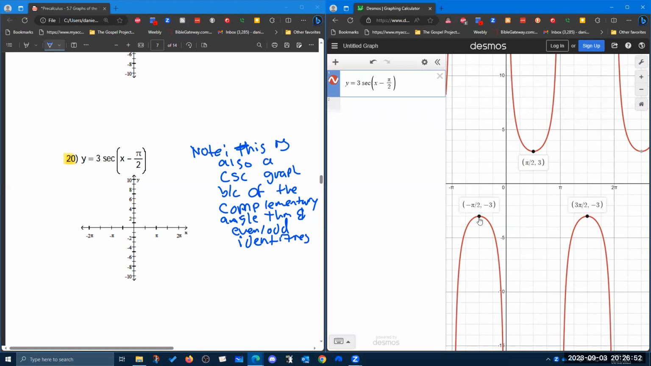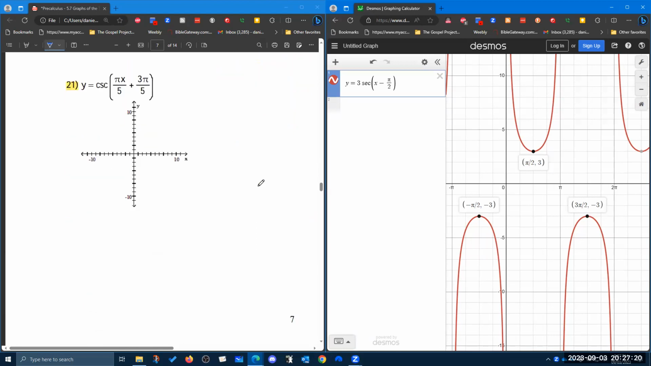And it's got these high and low points every pi unit, starting at negative pi over 2, pi over 2, 3 pi over 2, and so on, which looks like a regular old cosecant function that's just been multiplied by 3. And I did all the math in the last video to prove that to you, so I'm not going to do that again. I just put the note over here that this is a cosecant function because of the even-odd identities and the complementary angle theorem, which we talked about last time. So let's move on here.